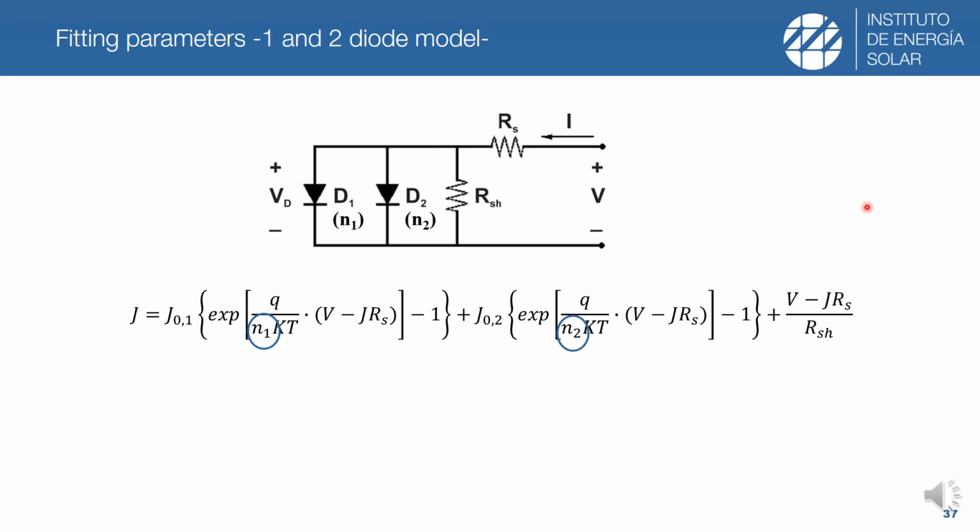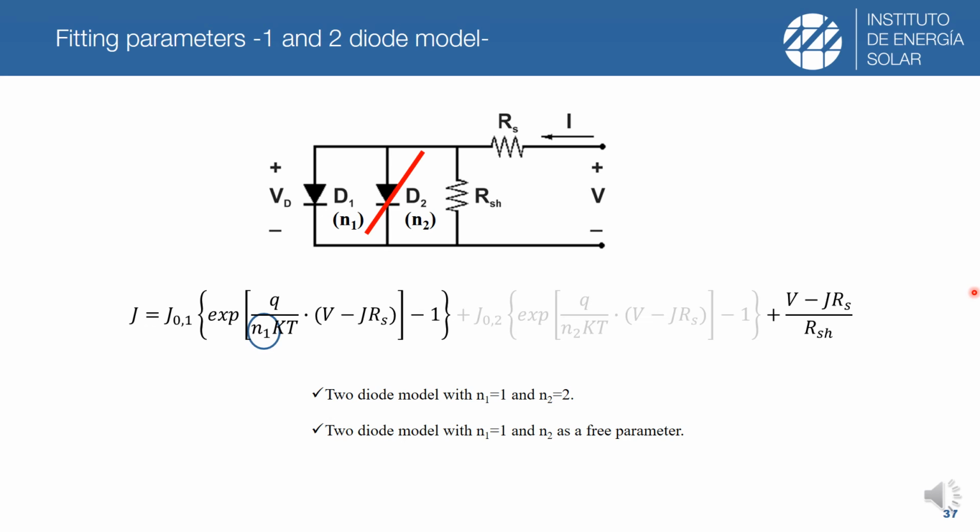So in the first case, we have made use of the two diode model using N1 as 1 and N2 as 2 according to the literature. In the second case we have fixed N1 as 1, but we have let N2 be a free parameter in order to account for deviation from ideality. And in the third strategy we have used the one diode model, which means that the second part of the equation vanishes, and in this case we have used N1 as a free parameter.